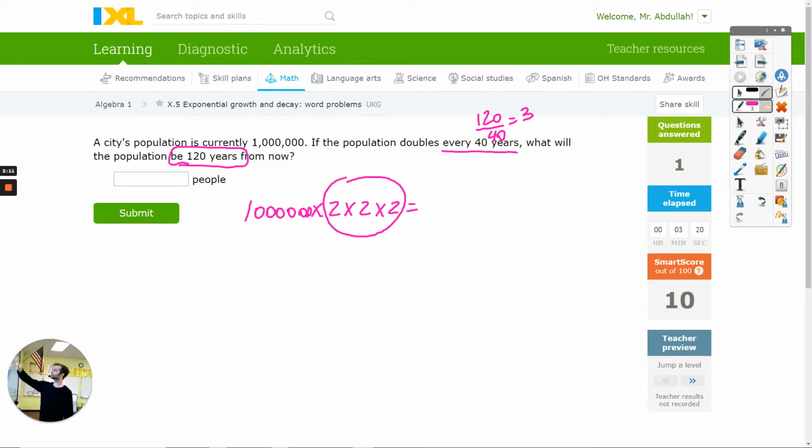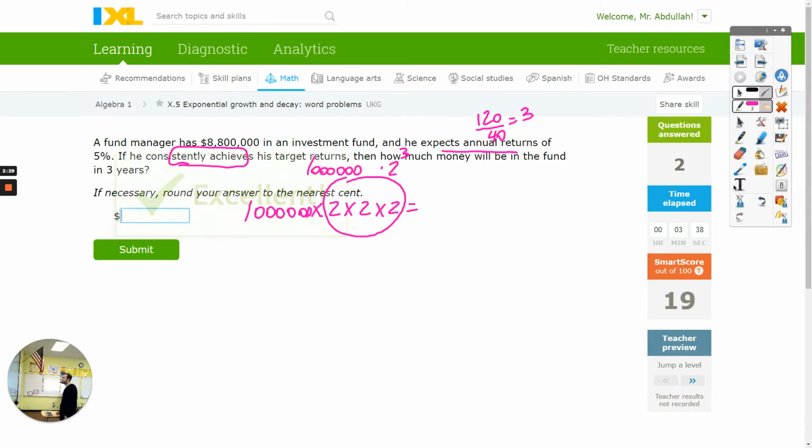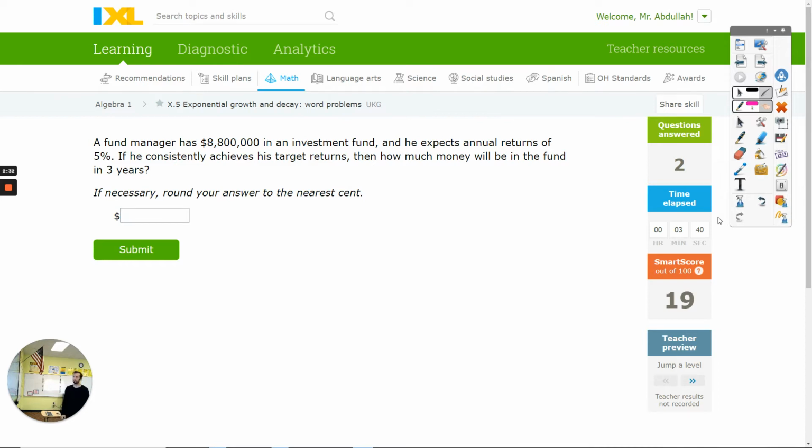You can either just multiply that or just write it as 2 cubed times 1 million. 2 cubed is 8, times 1 million is 8 million. I hope I didn't mess up with the zeros. Okay, I didn't.